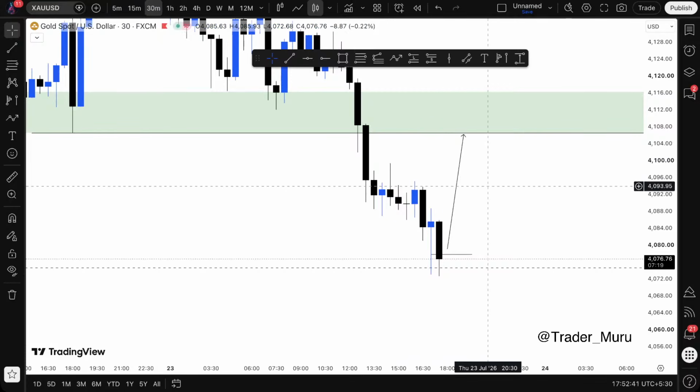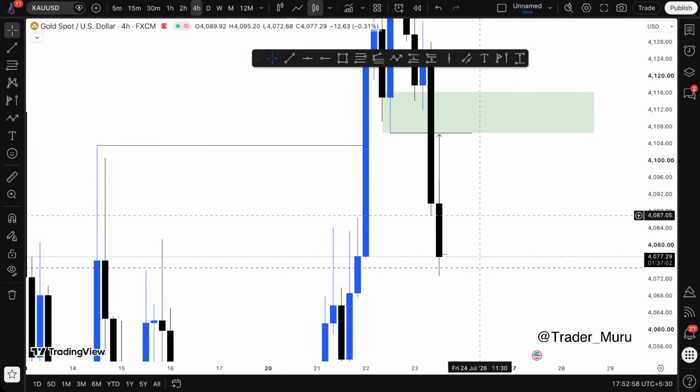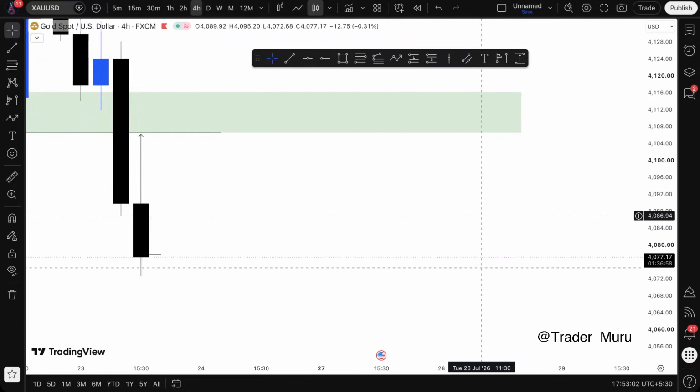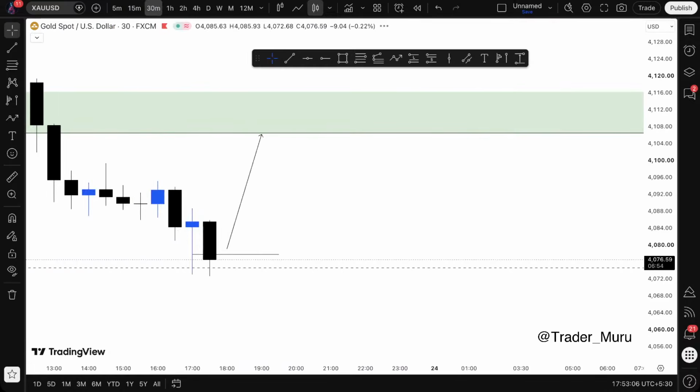At least we can expect 93 as a target, because this is a sweep, and price can sweep this high. On the 1 hour it is still bearish, so 93 can be the first target. 93.73. On the 4 hour, only the 30-minute can give you target 93.